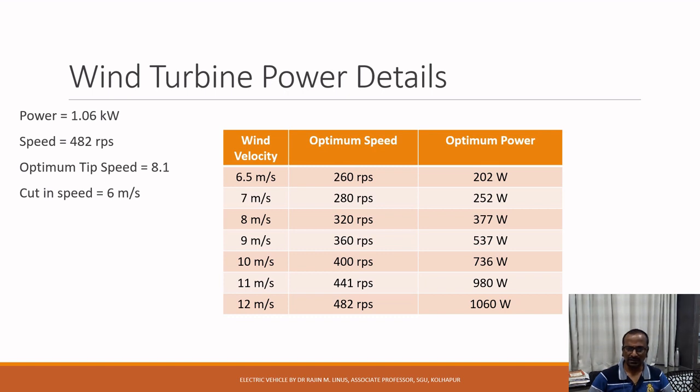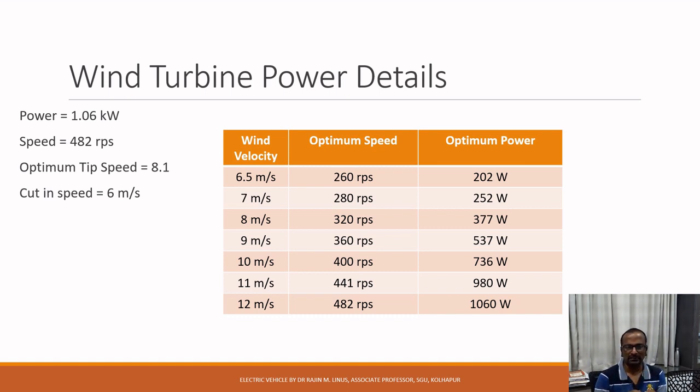For various wind velocities, whenever the wind velocity is decreasing from 12 meters per second to 6.5 meters per second through 11, 10, 9, 8, 7, these are all the optimum speeds and these are all the optimum powers. In all these cases, the wind turbine will maintain the optimum tip speed ratio of around 8.1. So I hope you understand, this is for the region between cut-in wind speed and rated wind speed.